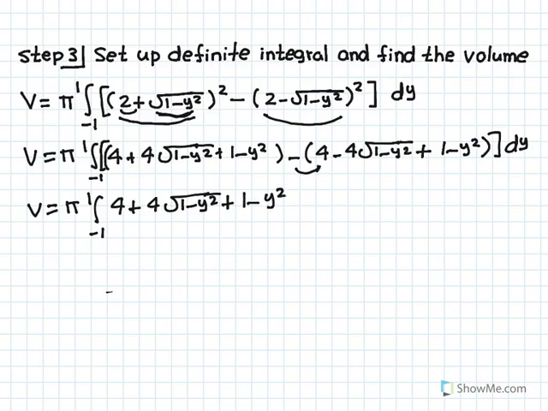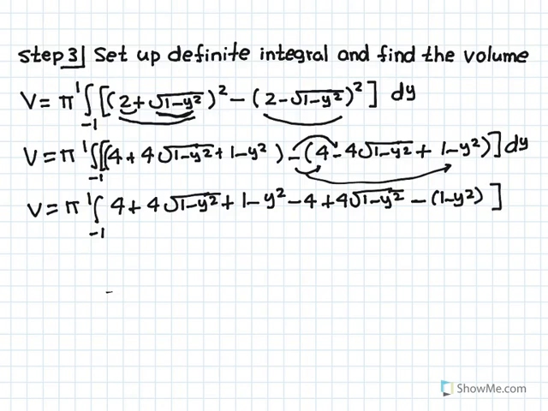Distribute the minus sign. Minus 1 times 4 is minus 4. Minus 1 times minus 4 is plus 4. Plus 4 root of 1 minus y squared. And minus 1 times 1 minus y squared is minus 1 minus y squared. And let's put all of this in brackets. Integrate with respect to y.